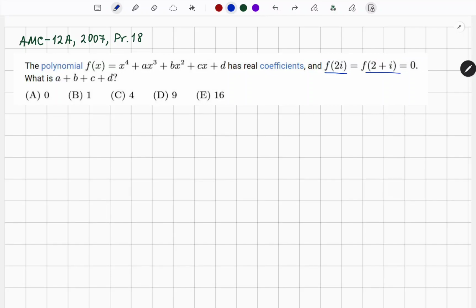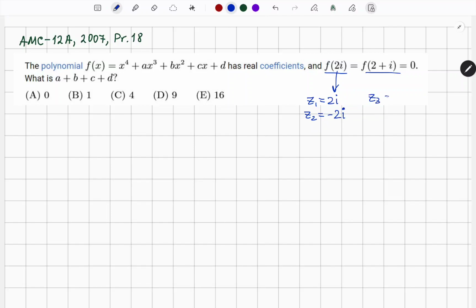Okay, so it's a famous theorem that says that if we have a complex root of a polynomial with real coefficients, then its conjugate is also a root of this polynomial. So the first root is 2i. The second root is its conjugate. The conjugate of a complex number is the same number, but with the opposite imaginary part. So the imaginary part of this number is 2i, so the conjugate is minus 2i.